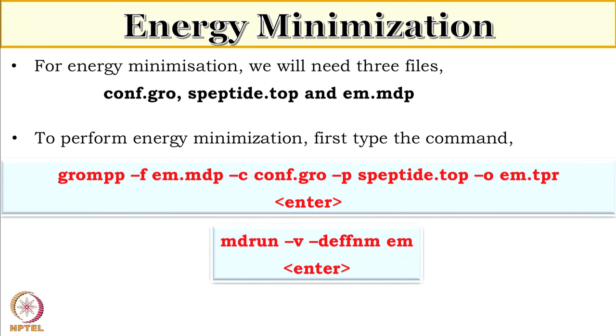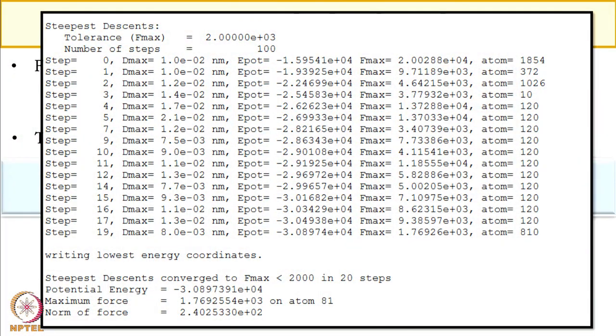So the next command is mdrun space minus v space minus deffnm space em. What minus deffnm does is generate all my output files. I'll have a different GRO file, a TPR file, and an XTC file. It will generate all those files using em as the initial name. So something like this will be displayed on my screen.